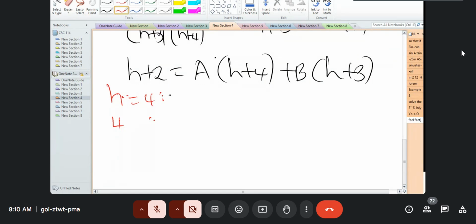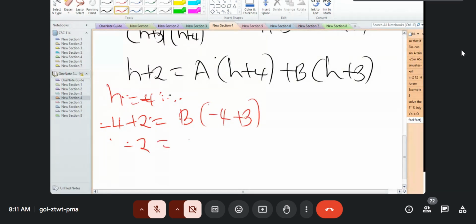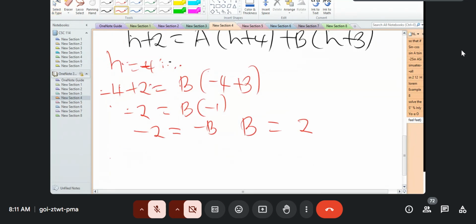No. If h is negative 4, if I want to send the first bracket to 0, so if I use h is negative 4, on the left I'll have negative 4 plus 2. So the first bracket goes to 0. The second bracket we have b into minus 4 plus 3. Negative 4 plus 2 is negative 2. b into, this is negative 1. Negative 2 equals negative b. In other words, our b is equal to positive 2.